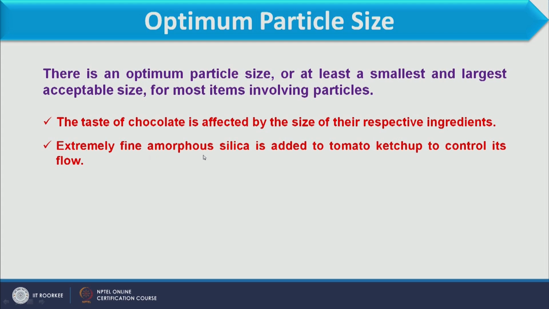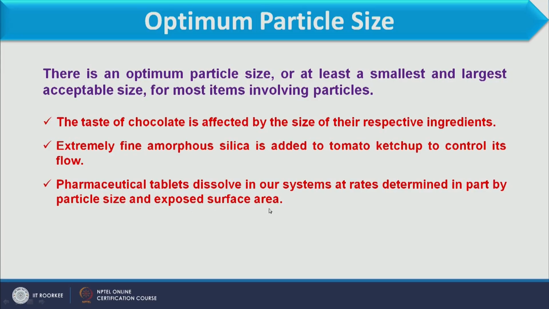Secondly, extremely fine amorphous silica is added to tomato ketchup to control its flow. So, here you can understand the extremely fine silica we add is nothing but a very small particle size, or that optimum particle size, which controls the flow of the ketchup. And similarly, pharmaceutical tablets dissolve in our system at rates determined in part by particle size and exposed surface area.